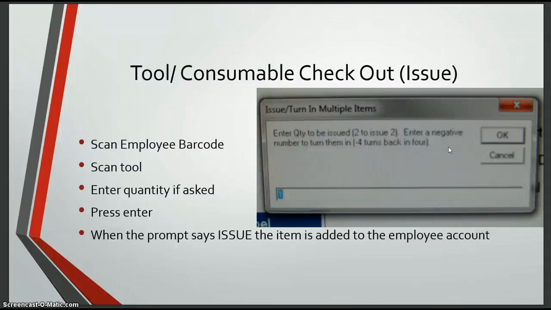If not, it'll ask you to enter a quantity, and this prompt will come up, and in this box you will enter however many you're checking out. Say it's 1, 5, whatever it is, and then you select OK. You're able to do all this, the quantity portion, with the handheld remote. All you would do is press the quantity and then the green button. The green button is the enter button. And then after you've entered your quantity, it'll say issue.